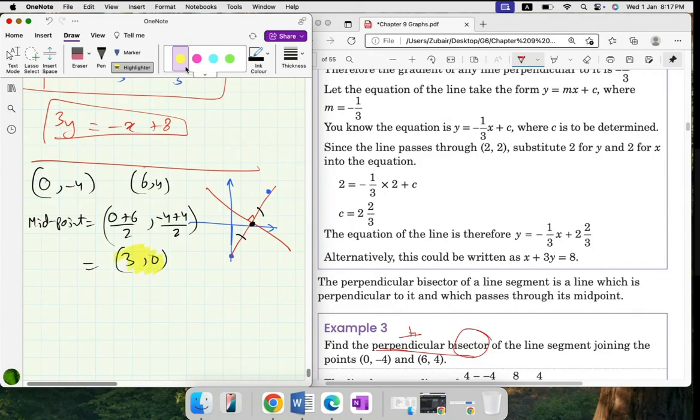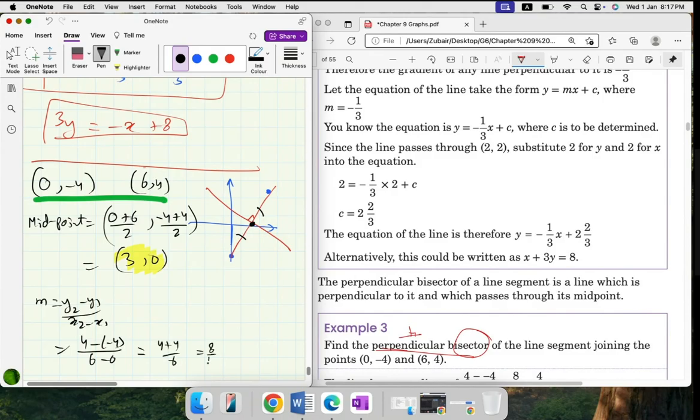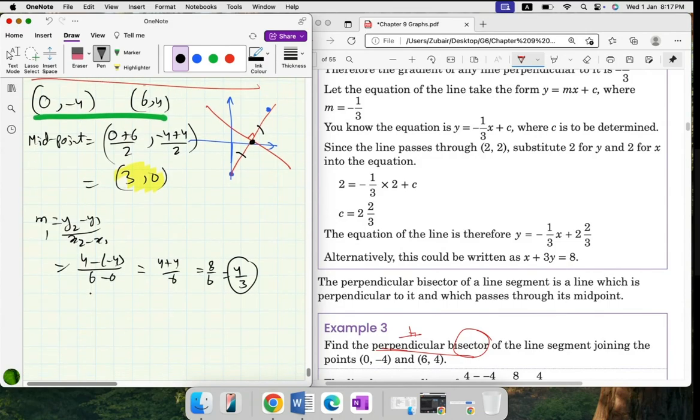Now I need to know the gradient of the initial points, these two. So gradient is equal to y2 minus y1 over x2 minus x1. Second y, 4 minus minus 4 over x2 minus x1 is 4 plus 4 by 6. It is 8 by 6. This is 4 by 3. Now this is M1. This is the gradient of the initial line. So gradient of perpendicular line is negative reciprocal. So M2 is equal to negative reciprocal.